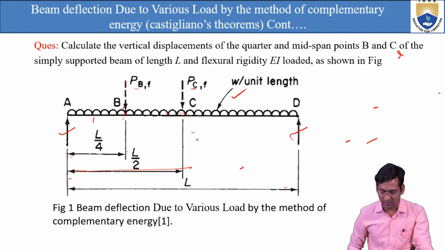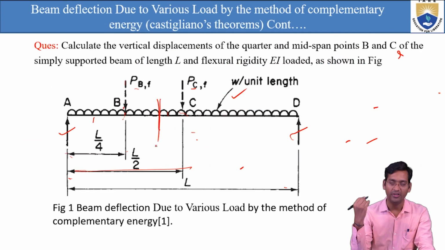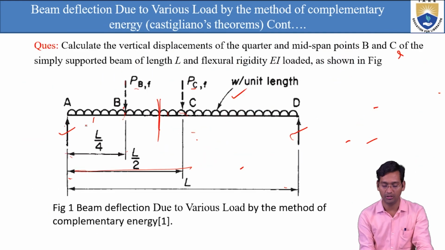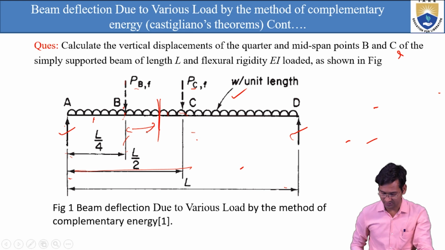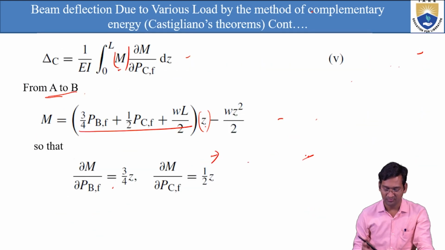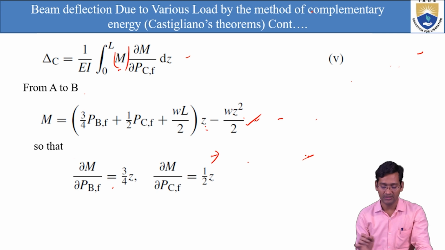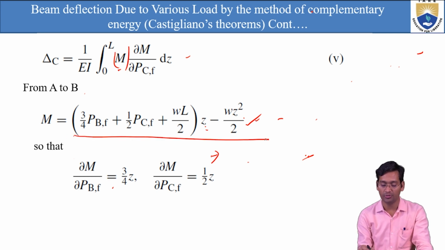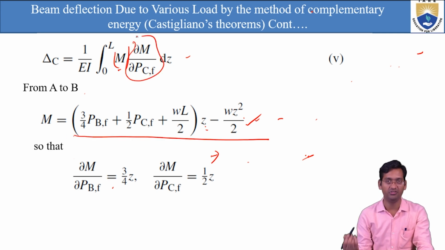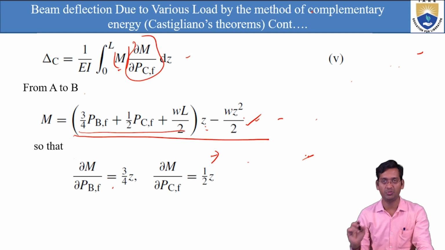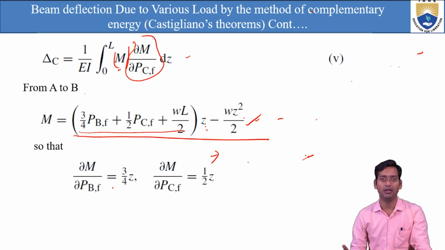Z is what? Here we assume somewhere here that we are taking that section. So from here to here, this is L by 4. So this part will be L by 4 minus Z. Okay, so this one, A to B, this and Z, and for up to that Z, WZ square by 2. Right? Now just differentiate this with respect to PBF, because this also we require del M by del PCF.